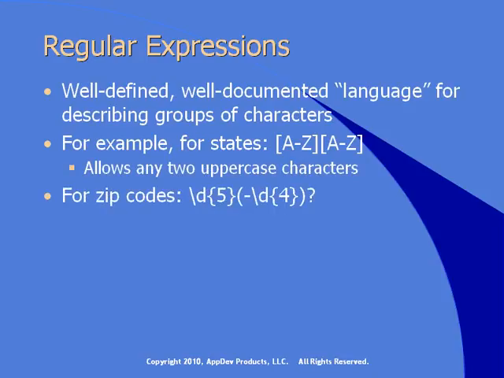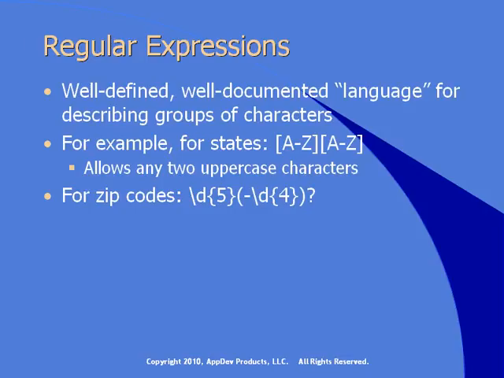For zip codes, you might see an expression like this. \d indicates we want a digit, and the 5 in curly braces means we want 5 of them. Now we have an optional group. I can tell that because it is in parentheses. That means it's a group, and the question mark means it might be there, it might not be there. If it is there, it has to consist of a hyphen followed by 4 digits.